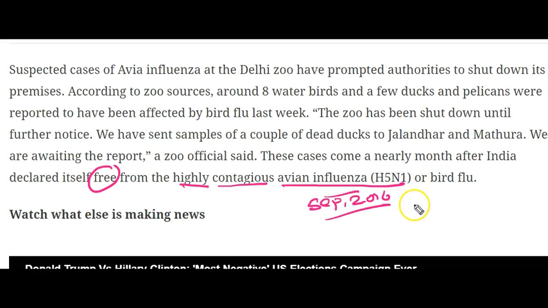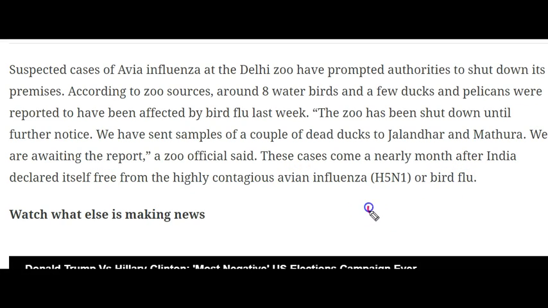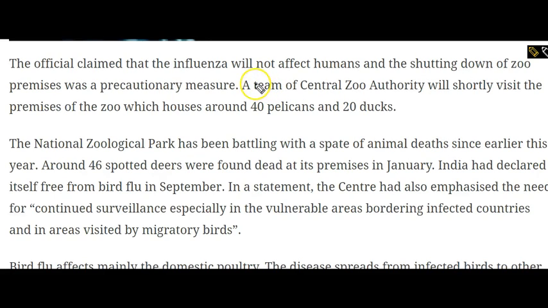H5N1 is nothing but influenza that affects birds. H5N1 is also called bird flu. Human influenza is also known as H1N1. So the H1N1 type affects human beings. H5N1 affects birds. Avian influenza, that is H5N1, will not affect humans, is another important point for the prelims examination.